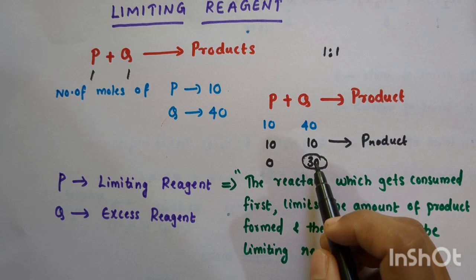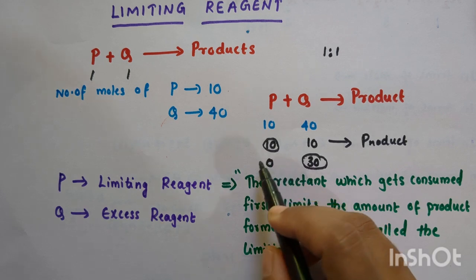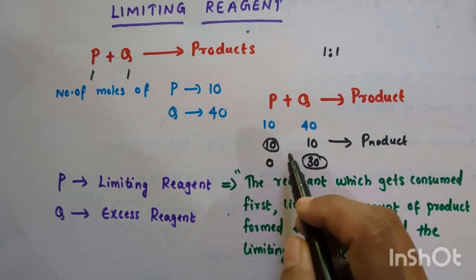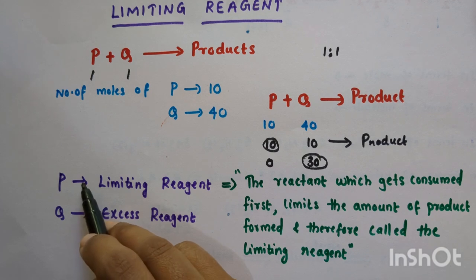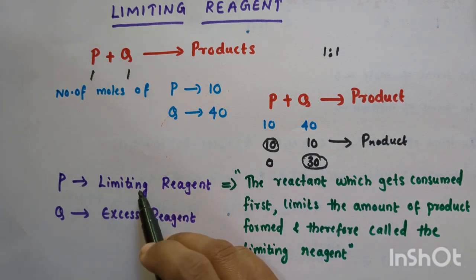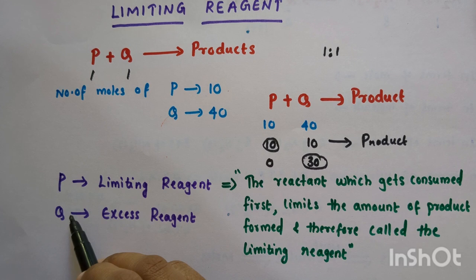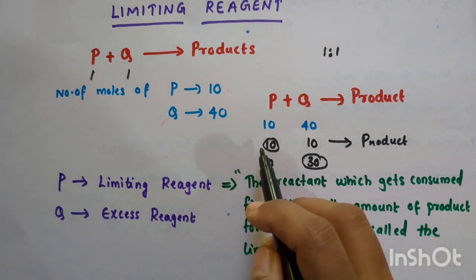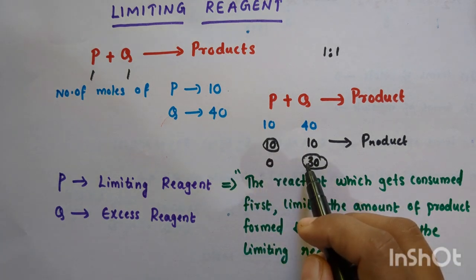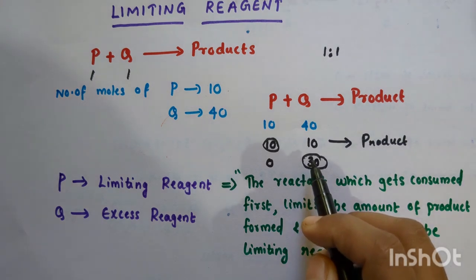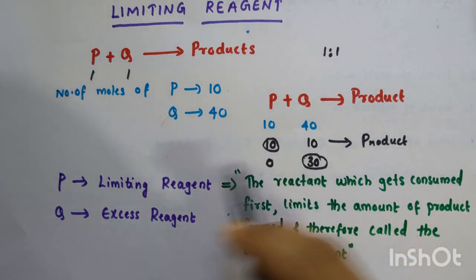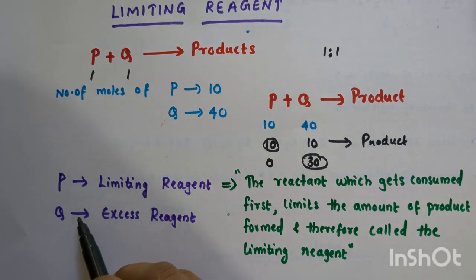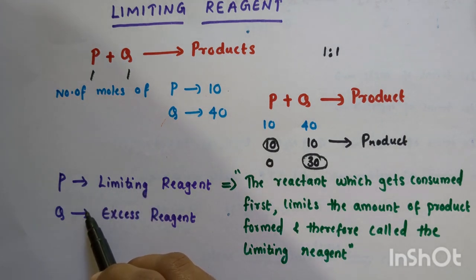So this 30 moles of Q is excess, and the 10 moles of P is completely consumed first. So this reactant P is called the limiting reagent, and this reactant Q is called the excess reagent. Because the reactant P is completely consumed first, and reactant Q is in excess. There are 30 moles of Q remaining here, so it is in excess.